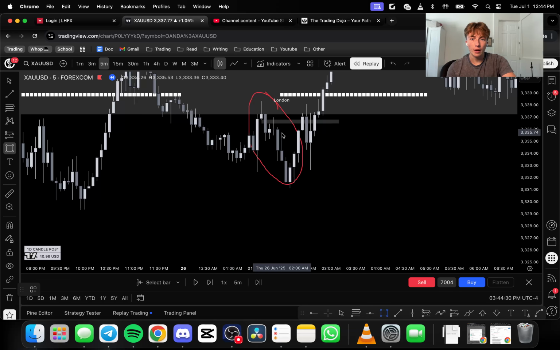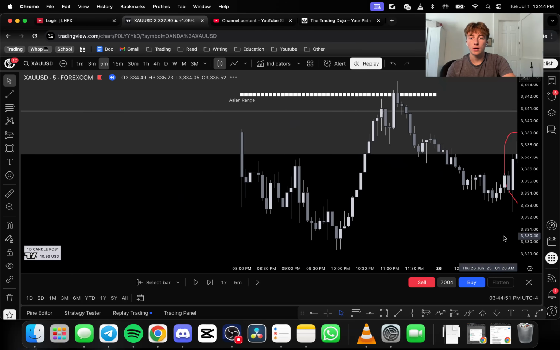we have a fair value gap right here. Actually, there was no fair value gap right there. But we had an IFVG right there, and then it obviously respected this bullish one right here. So the first hour, or even the first 30 minutes, moved away from the narrative, and then that move ended up sweeping some liquidity and causing the real move to happen afterwards.